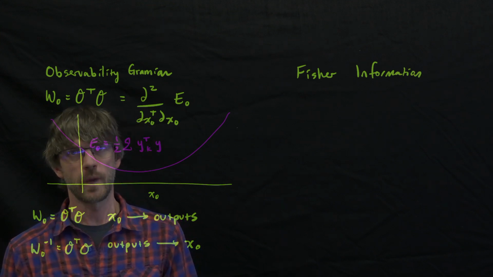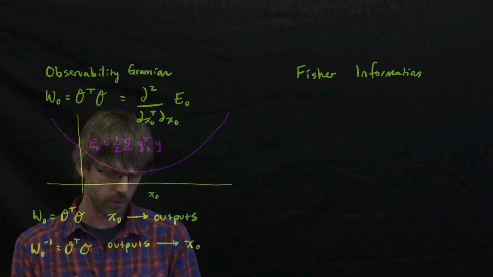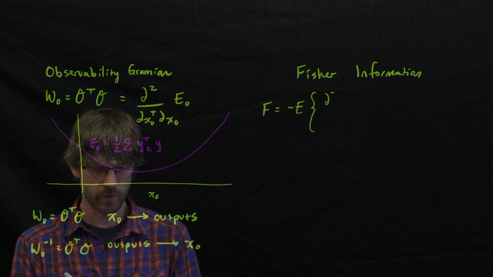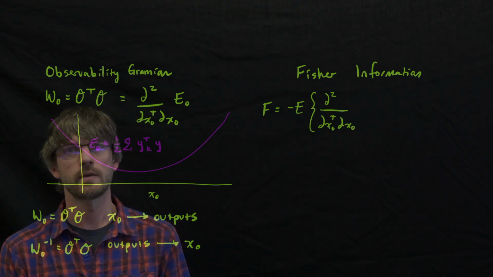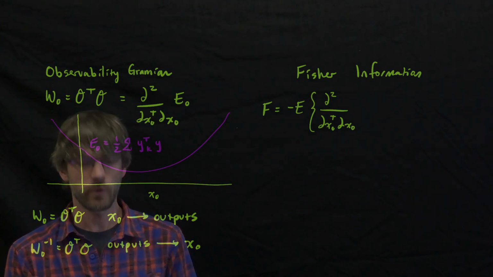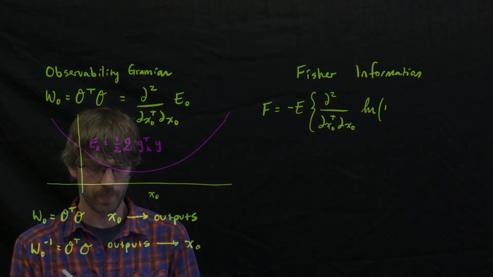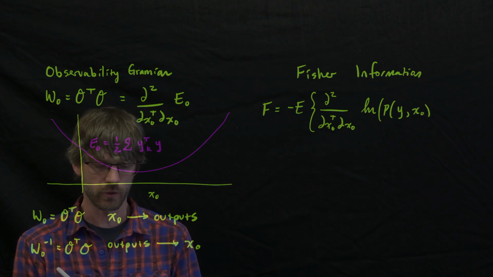So with Fisher information, we can write out a very similar equation, and you'll see some very strong parallels. The Fisher information matrix is defined as negative the expectation of the second derivative, or Hessian, again with respect to our initial condition. But now, instead of looking at the output energy, we look at the log likelihood function of our measurements given our initial condition.